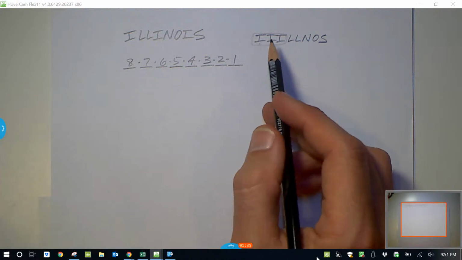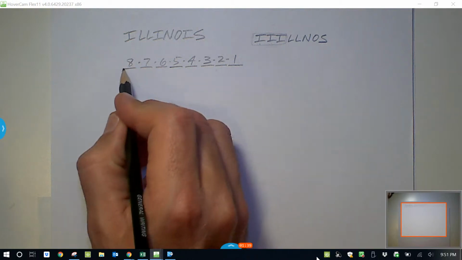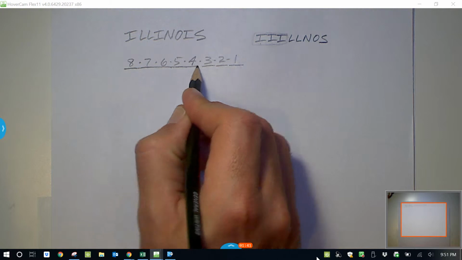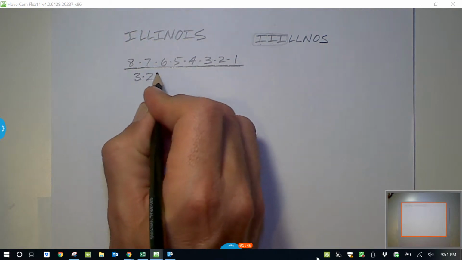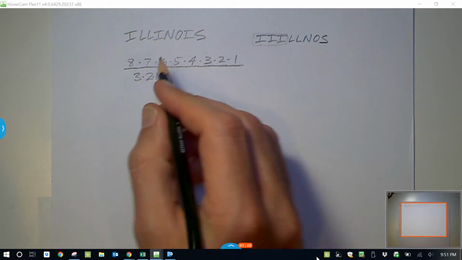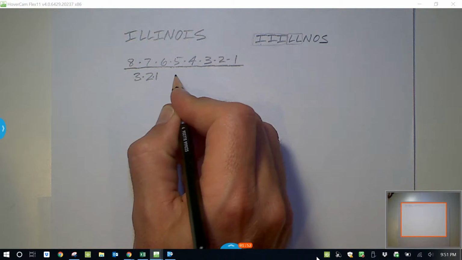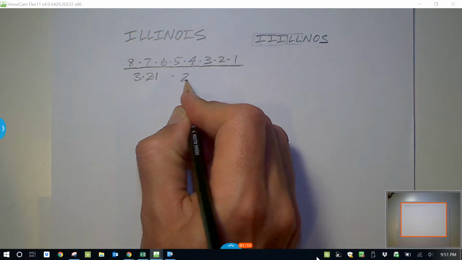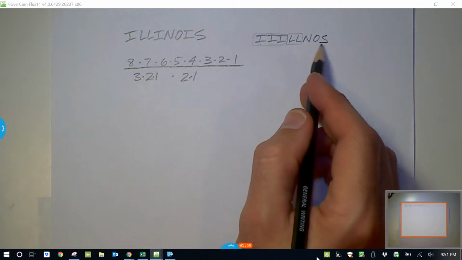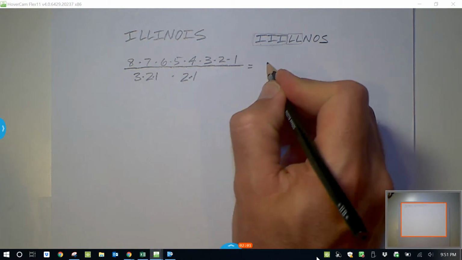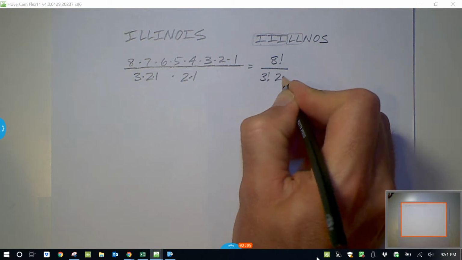So if we want to take those orderings out, then we want to remove the number of ways we can order the 3 I's. And the number of ways we can order 3 I's is 3 times 2 times 1, or 3 factorial. That would remove the orderings of the I's. We'd also want to remove the orderings of the L's. There are only 2 of these, so we're going to remove 2 times 1 orderings of L's. And then, obviously, these guys are all singles. So our final answer is 8 factorial divided by 3 factorial times 2 factorial.